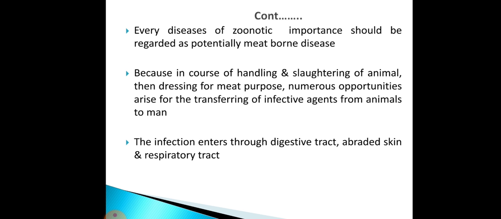What is meant by zoonotically important diseases? It means the diseases which can be transferred from animals to human beings. Those diseases we call zoonotic diseases. Because in the course of handling and slaughtering of animals, then dressing for meat purposes, numerous opportunities arise for the transfer of infective agents from animals to man. So these may be the sources of infection to mankind. The infection enters through the digestive tract, abraded skin, and respiratory tract.